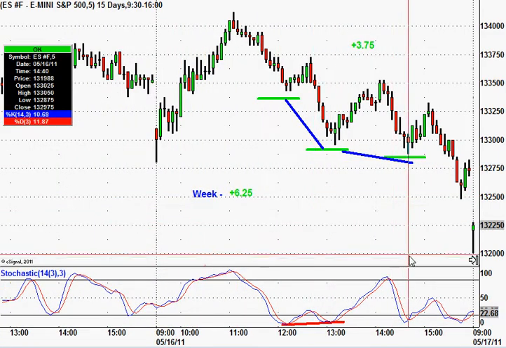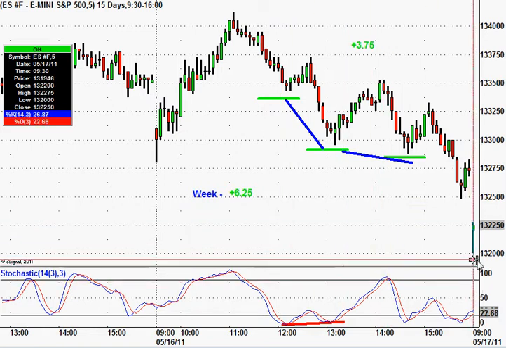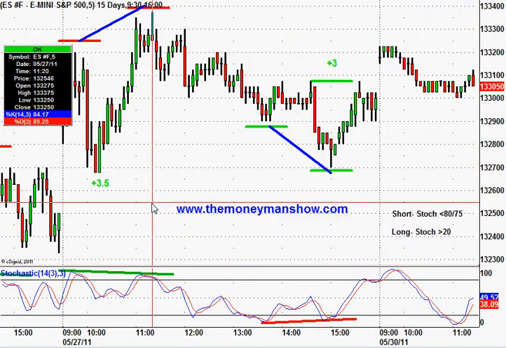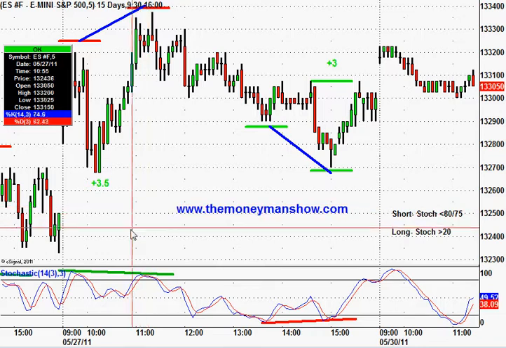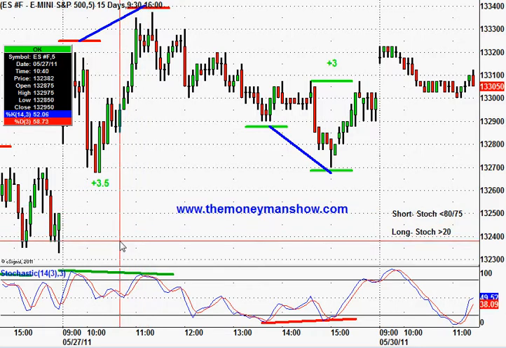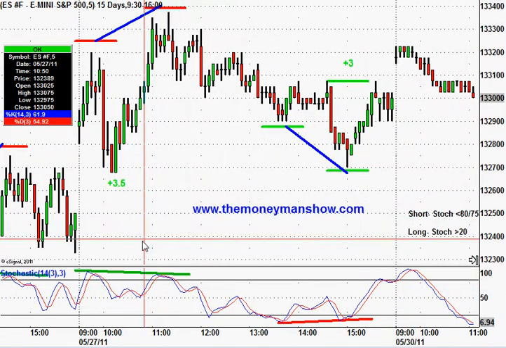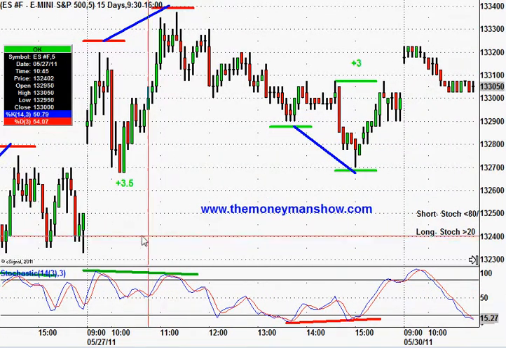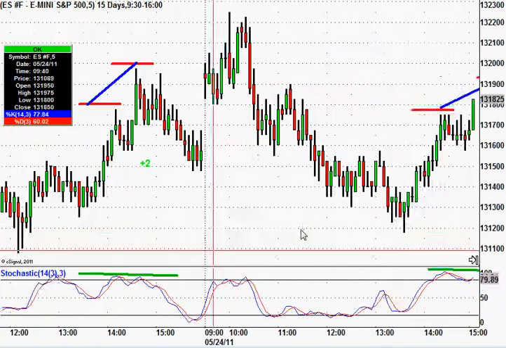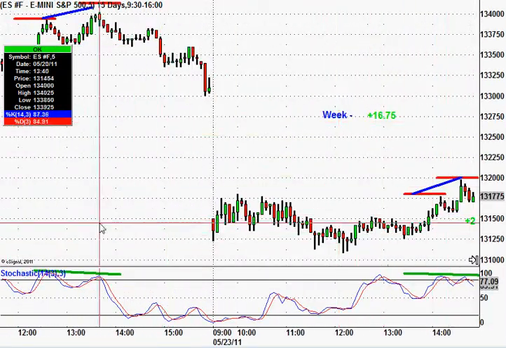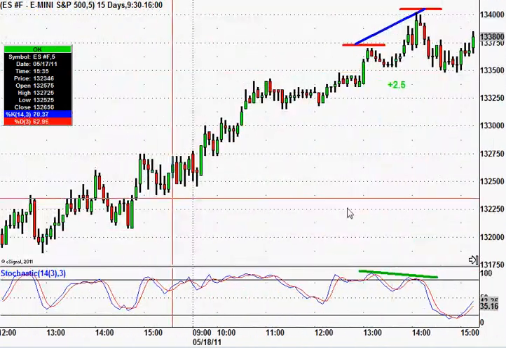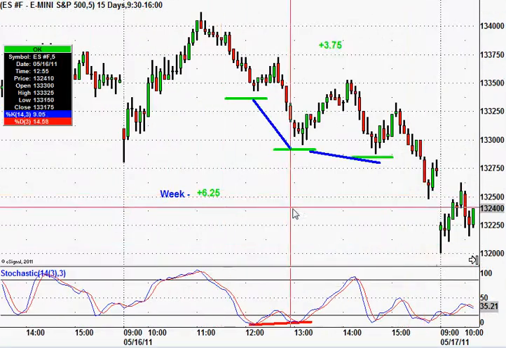Okay, so we reviewed 2 weeks of trading the ES using only the divergence of the stochastic with the price, and we would have made 2 profitable weeks. One very good week, 16 handles, almost 17, and the other one 6 handles, not bad at all.